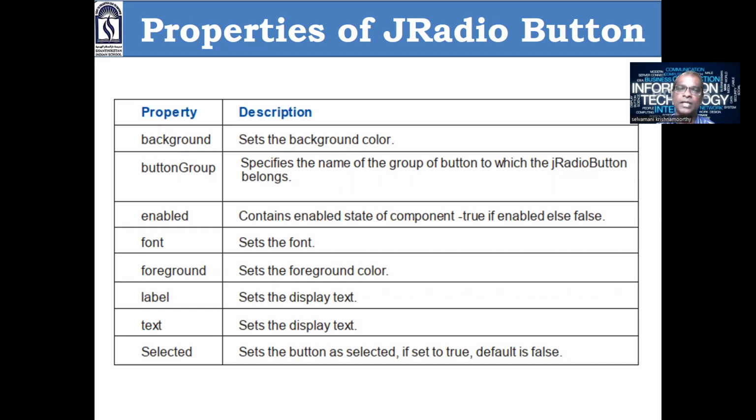Button group: it specifies the name of the button group to which the radio button belongs. If you want to make one button group for gender status and another button group for year of study, then button group 1, button group 2. JRadioButton 1 and 2 for male and female should be placed in button group 1. Same thing, year 9, year 10, year 11, year 12, four radio buttons. These radio buttons will be placed in button group number 2. That means button group is one property. It specifies the name of the group of buttons to which the radio button belongs.